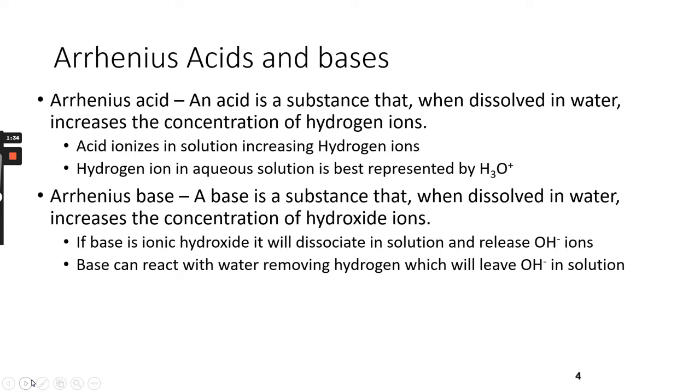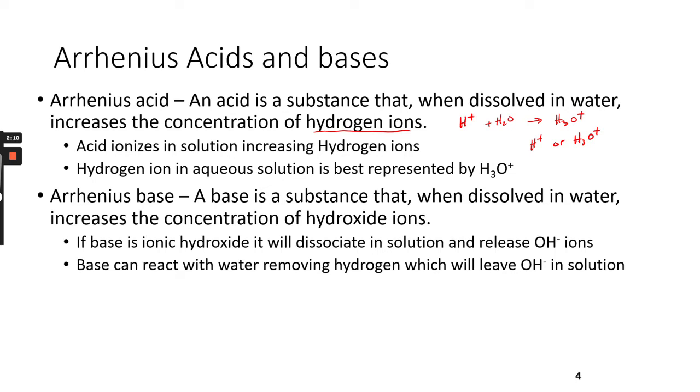There are a couple of definitions of acids, and the first one we're going to talk about is the Arrhenius acids and bases. This was the first theory or definition of acids and bases. Basically, what Arrhenius said is an acid is a substance that when dissolved in water will increase the concentration of hydrogen ions. Since it's dissolved in water, a hydrogen ion can produce hydronium, so we will use H+ or hydronium interchangeably.